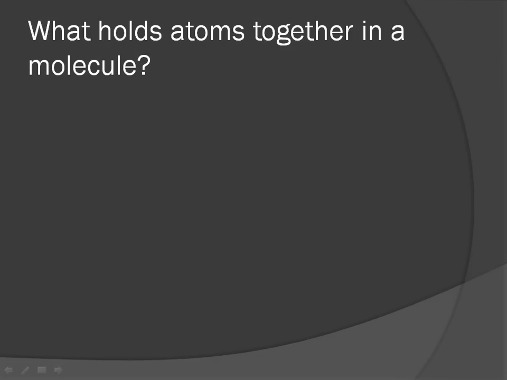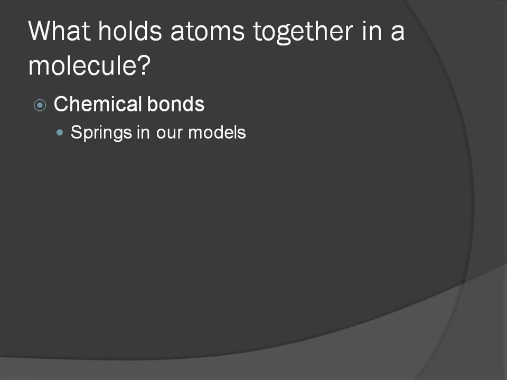We'll go ahead and get started here with the first topic, which says, what holds atoms together in a molecule? And as we saw in the lab, it was chemical bonds. And in our example, we saw them actually being represented by springs in our model. We had those springs connecting the two colored spheres, and that was actually the chemical bond in that case.